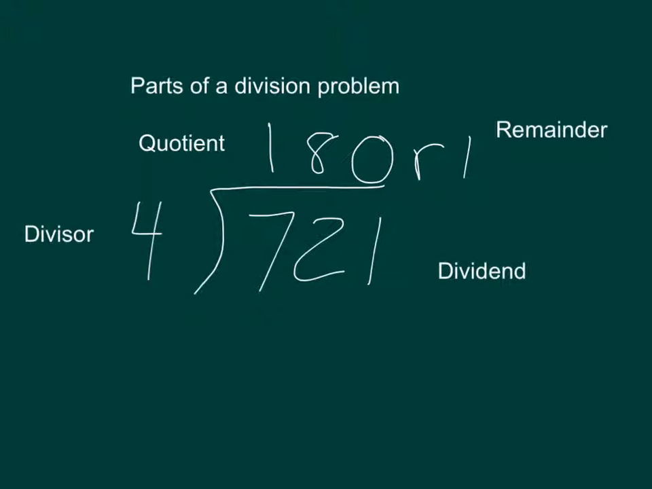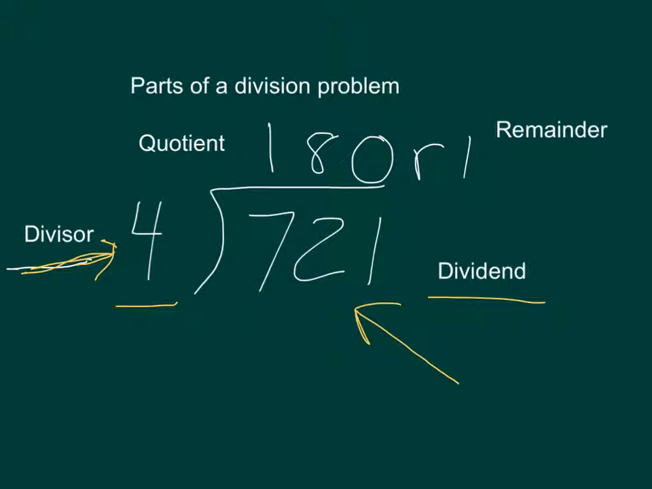We have our divisor. Our divisor here is the number that is going to be the number of groups we have. So in this case, we're looking for 4 groups. The dividend is the number of objects that we may have. So let's say that I have 721 pieces of candy and I want to share it with 4 friends. That would be the situation we have here.